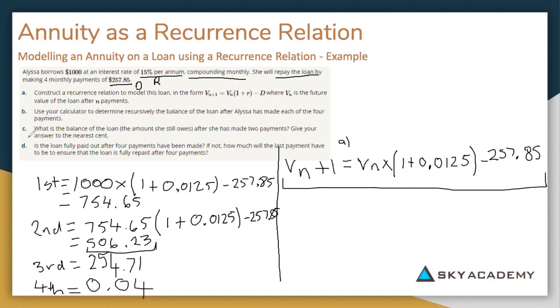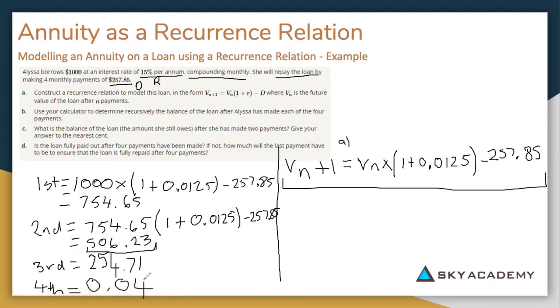And question D, is the loan fully paid out after 4 payments have been made? If not, how much will the last payment have to be to ensure that the loan is fully repaid after 4 payments? So if we have a look at our 4th payment, we are not at 0. So she has not fully paid back the loan. She has only paid back 257.85 minus 0.04. So she still has got 0.04 left to pay back.